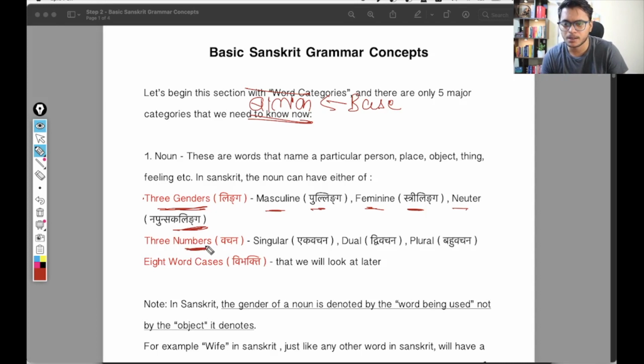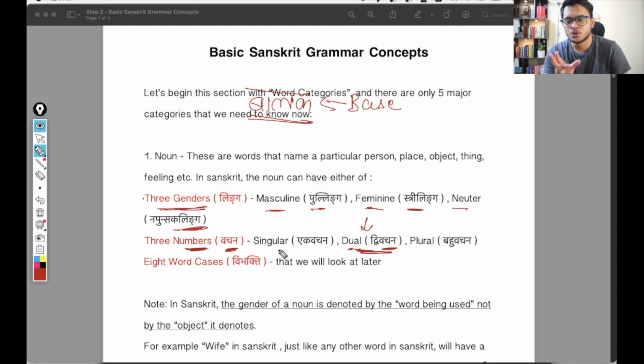Then you have number, like how many of those. Suppose it is balak, a boy, how many boys? This is the first divergence of Sanskrit from English. In English, you have only two numbers: either one, that is singular, or more than one, that is plural. But in Sanskrit, you have an additional category, and that is two, exactly two, and that is dual or dvivachan. Numbers, as in English, are called vachan in Sanskrit.